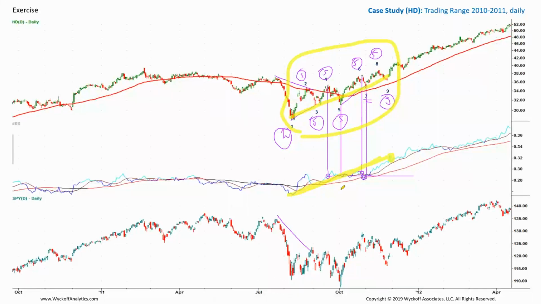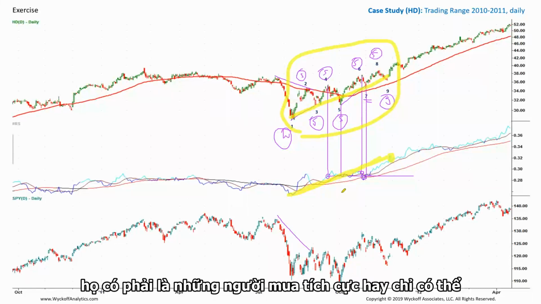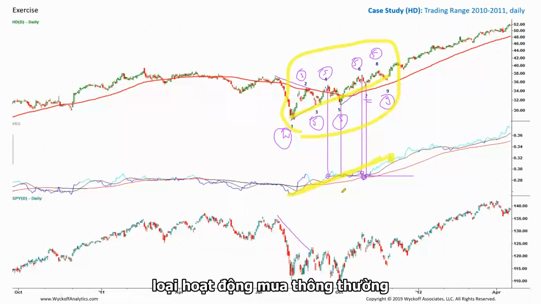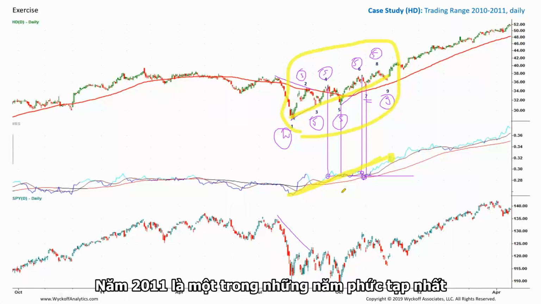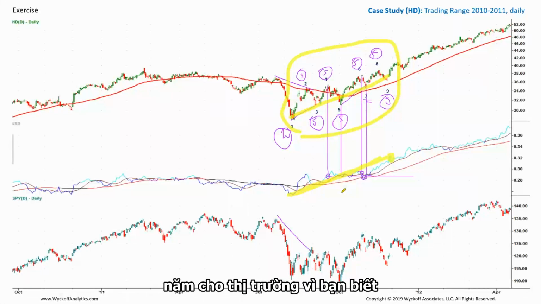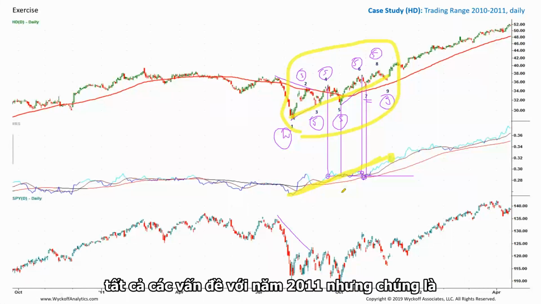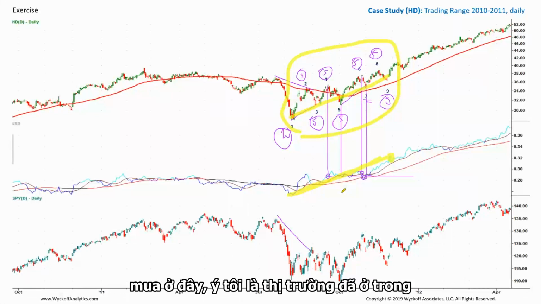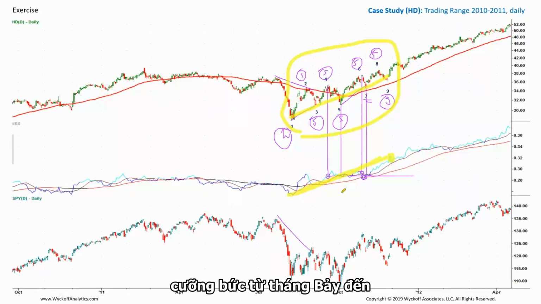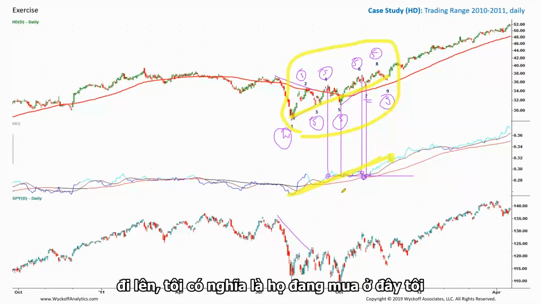What do you think, Adam? They are definitely buyers here. And then the next question: are they aggressive buyers or just the usual type of buying activity? 2011 was one of the most complicated years for the market because of all the issues, but they're buying here. The market was in duress between July and the rest of the year, and Home Depot is going up. I would say fairly aggressively.